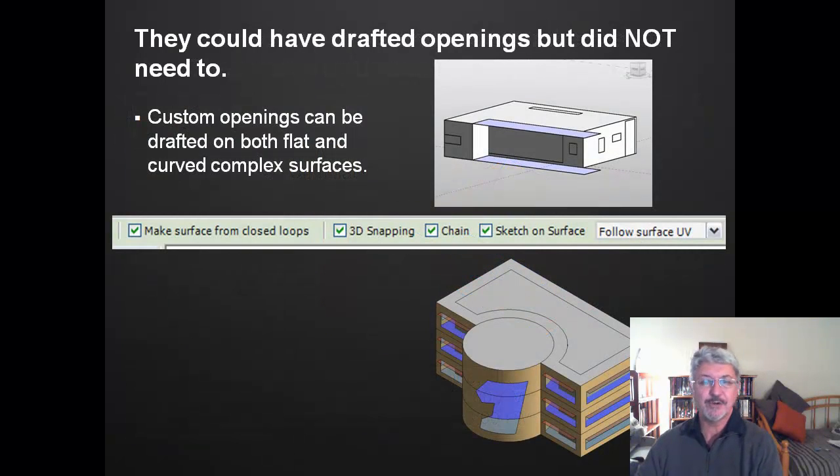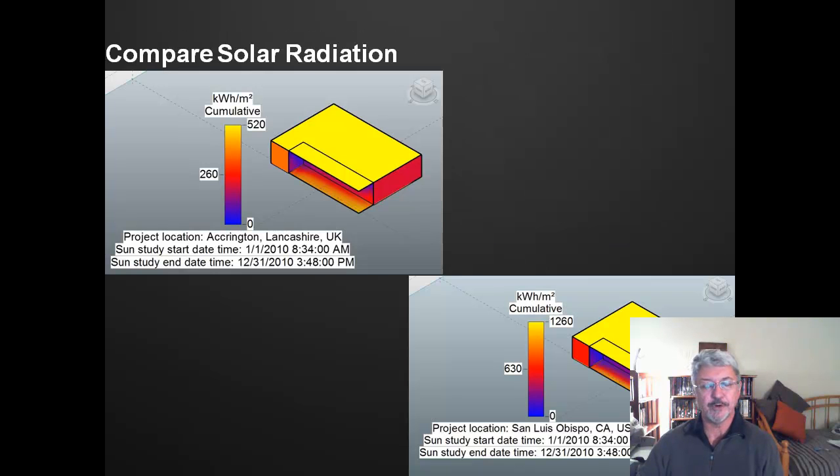Now, if they needed to, if you look at the example on the top right, you can actually draft openings on the surfaces. You don't have to use the settings that are in the product. So if for some reason you wanted to create a model for analysis that actually had the openings in the position that they actually are in the finished building, you can draft it that way. So the example on the bottom right shows that you can even create these openings on curved and complex surfaces. I'll show a bit more of that when we eventually get to the movies.